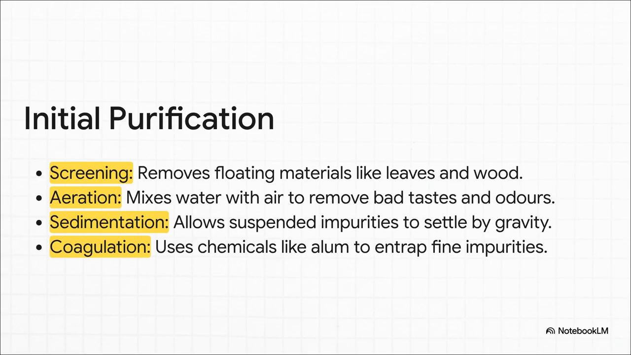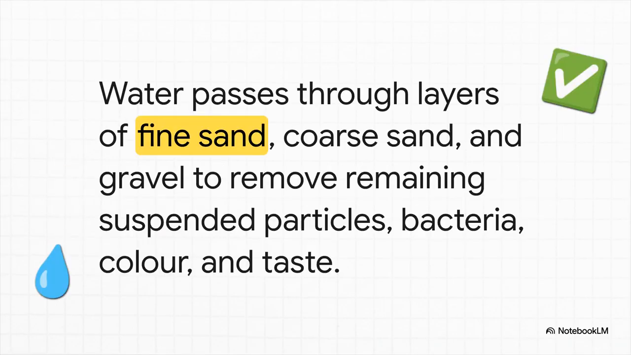We add a chemical like alum that makes all those tiny particles stick together in clumps so they're big enough to remove. After those clumps have formed, the water moves on to filtration. A lot of times, this is done with a big sand filter, just like the one you see here. The water flows down through all these different layers: fine sand, coarse sand, gravel. That top layer of fine sand is really the workhorse.